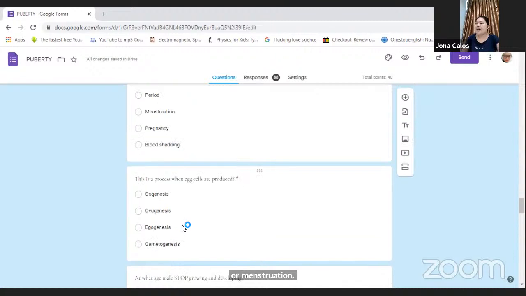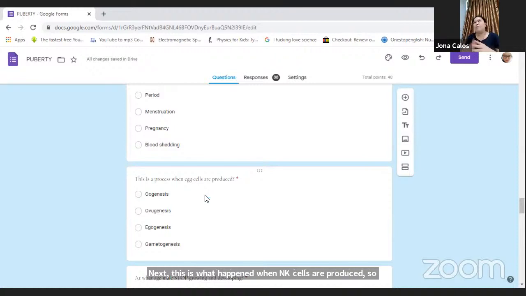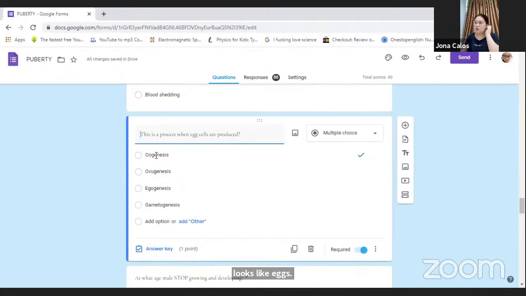Okay, next, this is what happens when egg cells are produced. This is even before puberty, which is at birth, and that is oogenesis. Again, eggs, so it looks like eggs. So production of eggs, oogenesis. Spermatogenesis, production of sperm. Okay.